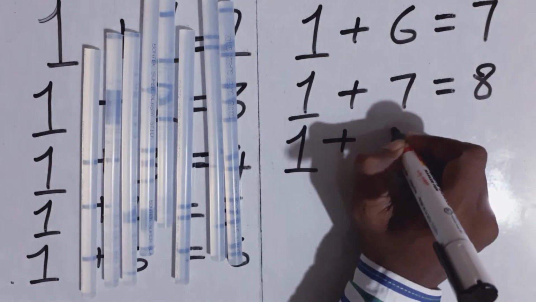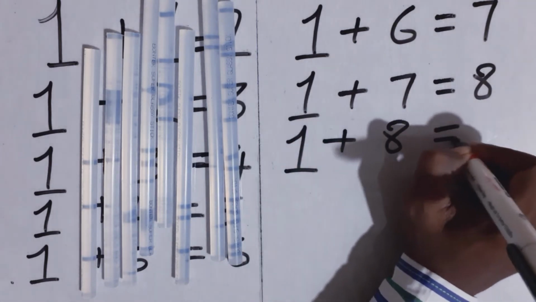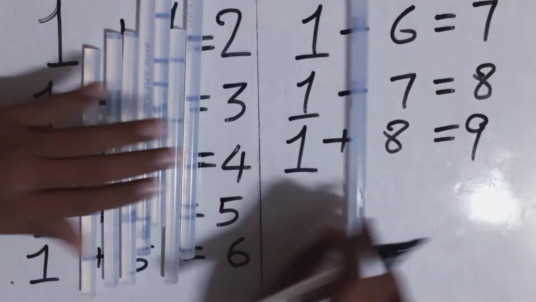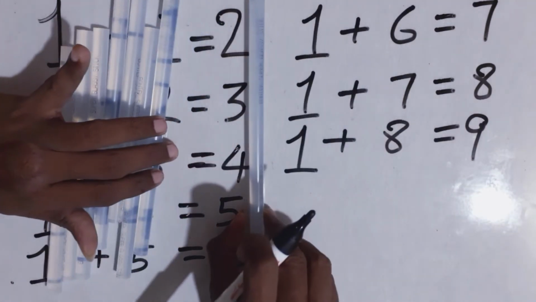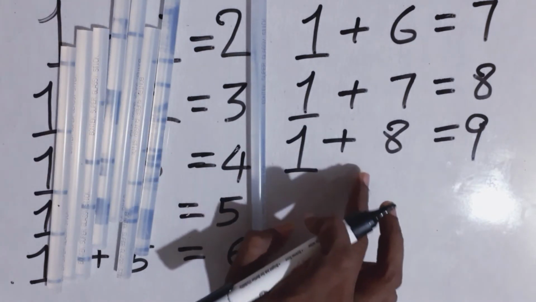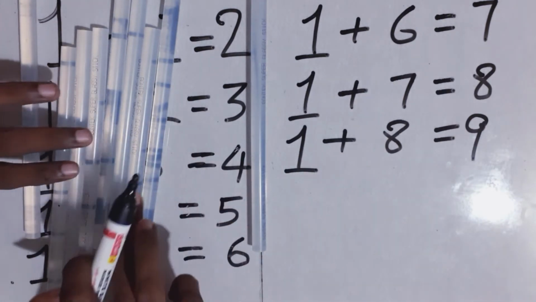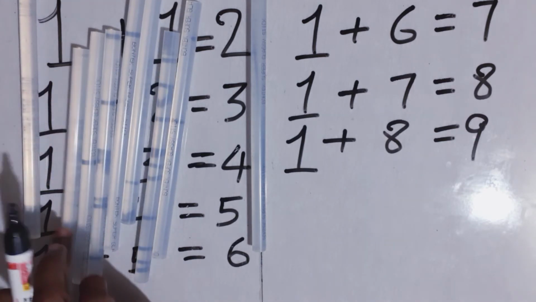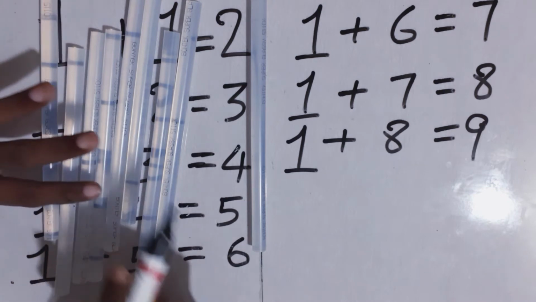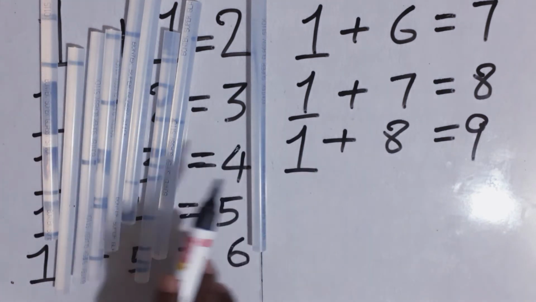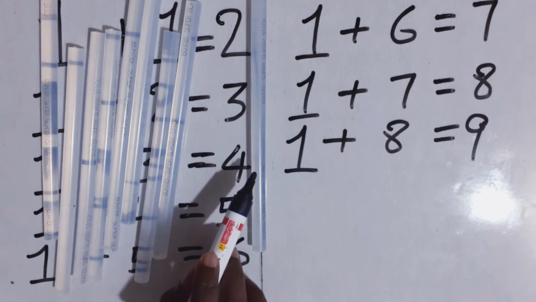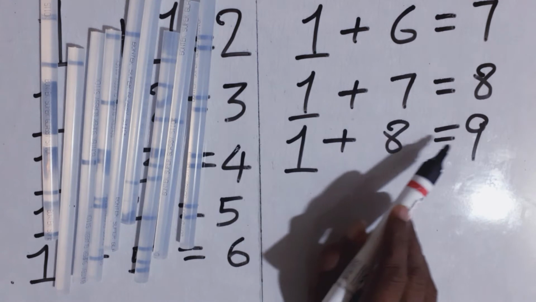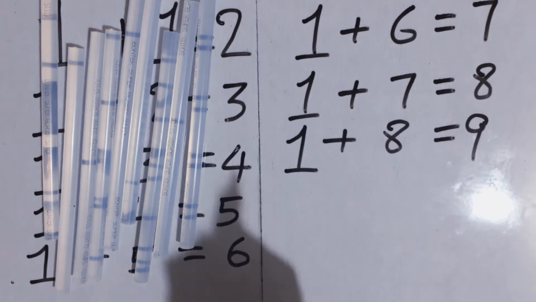1 plus 8 is equal to 9. This is one stick. If we add 8 sticks, see here 1, 2, 3, 4, 5, 6, 7, 8. Okay, 1 plus 8. Now you count here total 9. 1 plus 8 is equal to 9.